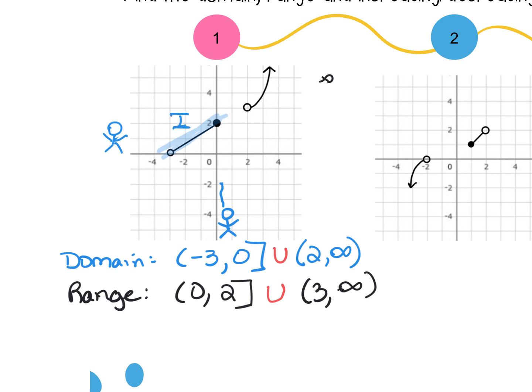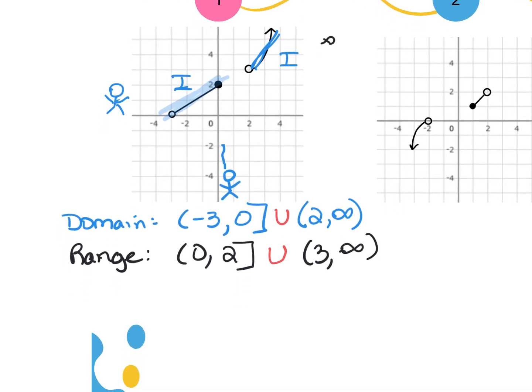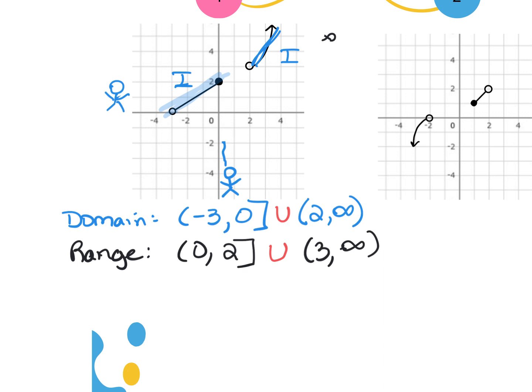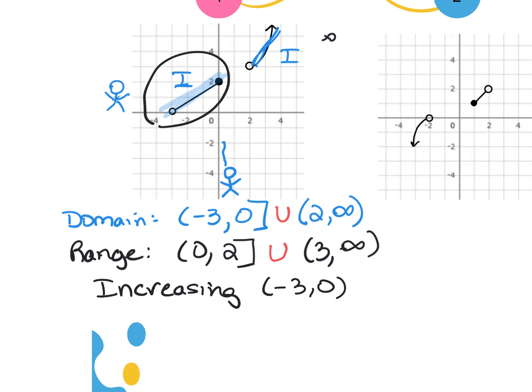And I have to write this in interval notation. My next piece of the graph is the same thing. It's going upward, so this is also an increasing piece. And it comes from the domain. So now when I write my increasing, I'm only using parentheses. It increases on this piece right here from -3 to 0, and then it increases on this piece from 3 to infinity. Or 2 to infinity, sorry.